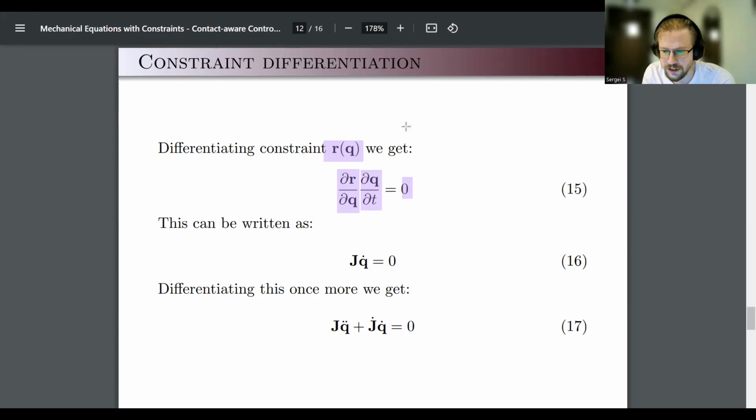All right, but notice that this part here is a Jacobian. dr dq is the constraint Jacobian. Well, dq dt is just q dot. So you have Jacobian times q dot.